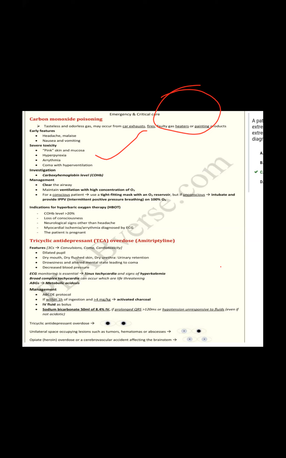So remember, carboxyhemoglobin level we have to do, and we have to secure the airway by ventilation with high concentration of oxygen. Okay, for a conscious patient, a tight fitting mask with oxygen reservoir. If unconscious, intubate the patient. That's it. If conscious, just oxygen; if unconscious, intubate.